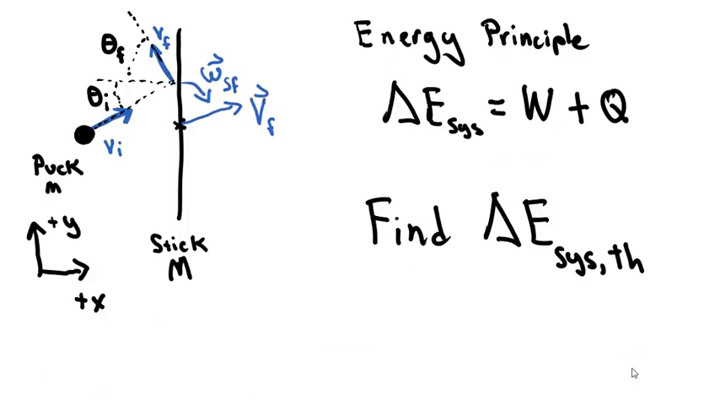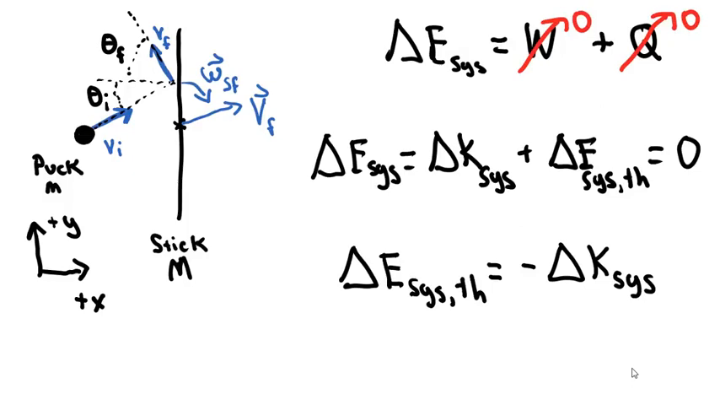Finally, we can now apply our energy principle to solve for one more unknown, the change in system internal energy, which we'll assume to be thermal. If we assume there are no transfers of energy into or out of our system, then the change of the total system energy is 0. Here, there are two contributions to that change: the change in the total system kinetic energy and the change in the system's thermal energy. So if we find the change in the total system kinetic energy, we can solve for the change in the system's thermal energy.